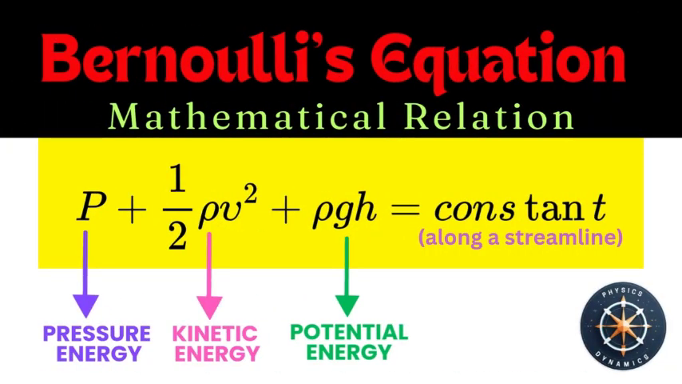So let's start with the mathematical relation. The mathematical relation states that the sum of pressure energy, kinetic energy, and potential energy remains constant along a streamline. Let's derive this equation, but first we need to understand its diagram.